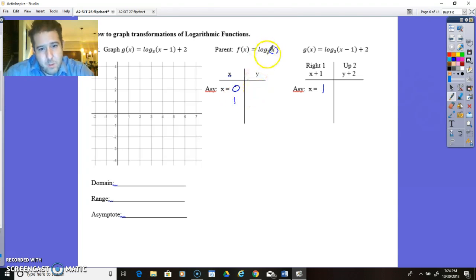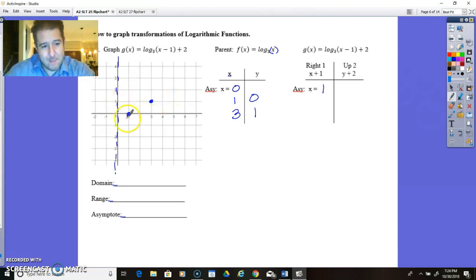So 3 to the what power is 1, and that would be 0. What would it take to make it 3? So I'm going to go to 3 because it's base 3. So 3 to the what power is 3, that would be 1. So there's enough points for me to do. So x equals 0 is our asymptote. 1, 0 is our point 1 away, and then our base is 3, 1.